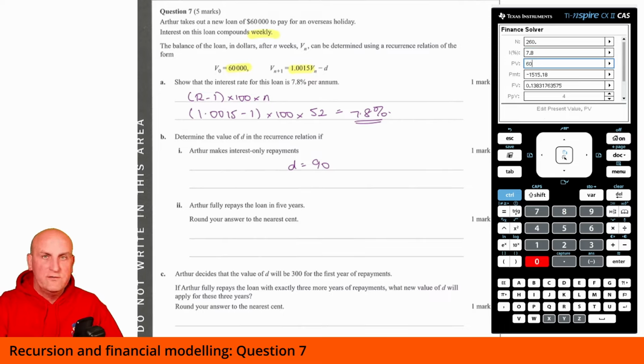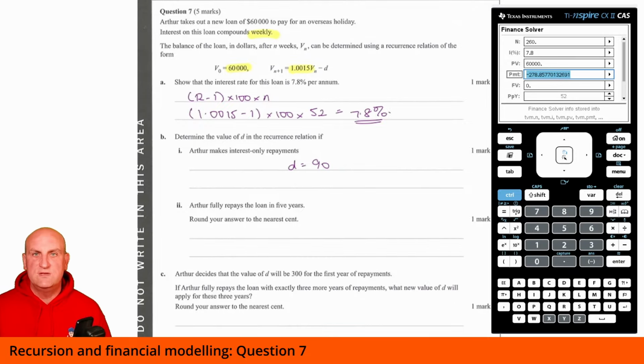He takes out a loan of 60,000. His payment, we don't know. We're going to try and find it out, but he's going to have a future value of 0, with 52 and 52. So let's work out what his PMT is going to be. There we go. Round your answer to the nearest cent. So $278.86, I think.